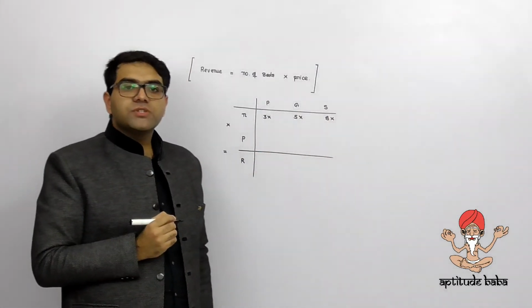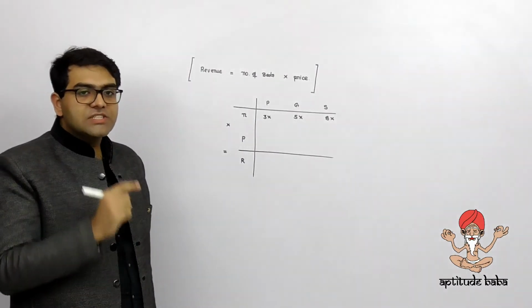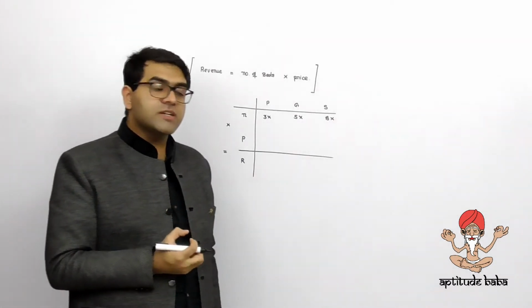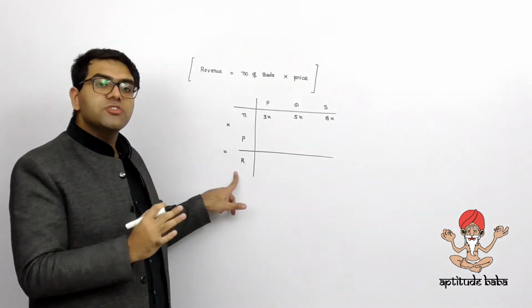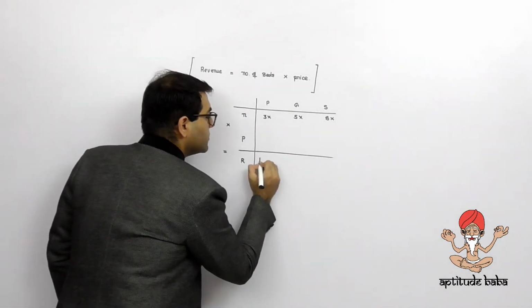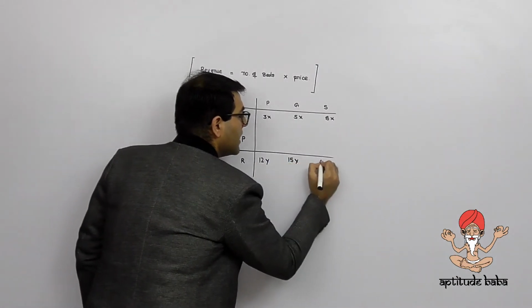The next part of my question says the ratio of the money collected from each class is 12:15:16. Now by the way, what is the ratio of money collected? It is revenue. So the ratio of revenue is given as 12:15:16. So can I say, if I have to suppose the revenue, then it must be supposed as 12y, 15y and 16y.